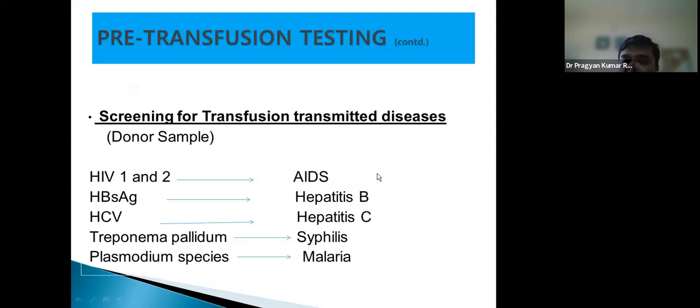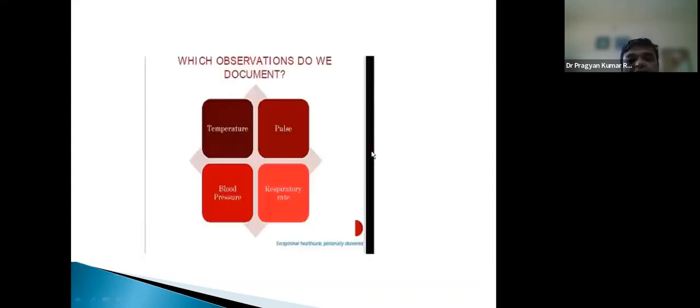Along with blood grouping, we check for HIV 1 and 2, HBsAg, HCV, that is hepatitis C and B, and also syphilis and malaria as well. The reason is very simple, because all these are transmissible diseases. Unfortunately, none of the recipients should get these diseases from the donor.